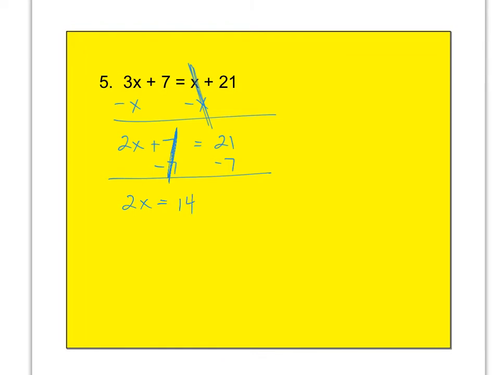And finally, multiply or divide by whatever number's in front of your variable. So in this case, we're going to divide by 2. The 2's will cancel out. So we'll have x equals 14 divided by 2, which is 7.